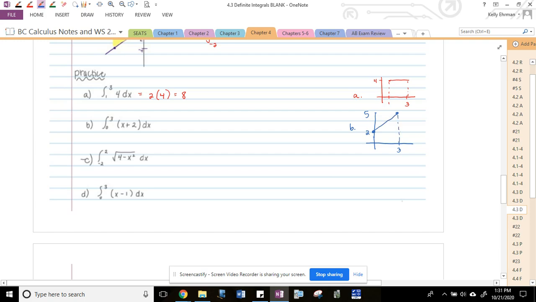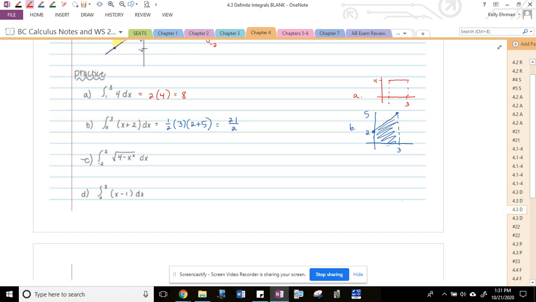The area of interest is this part down here. This is a trapezoid, so I need a trapezoid formula. It's a positive area, so 1/2 times the height, which is 3, times the sum of the bases. The short base is 2 units, plus the long base is 5 units. So 3 times 7 is 21. This is 21 over 2.